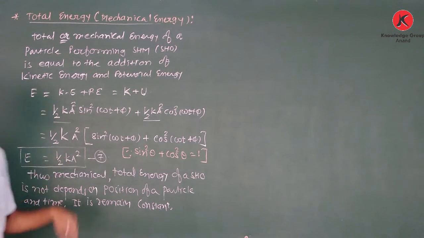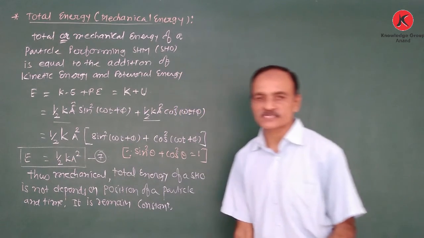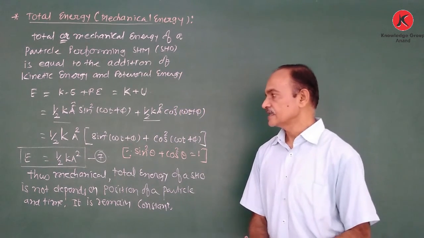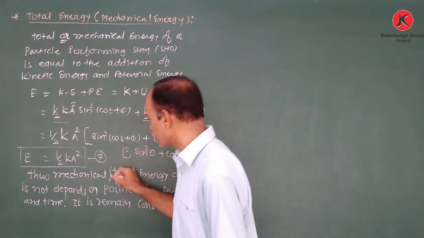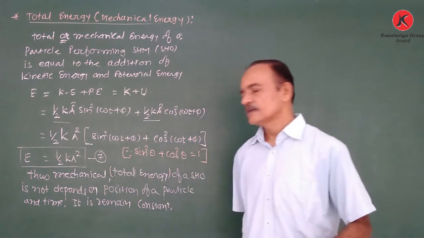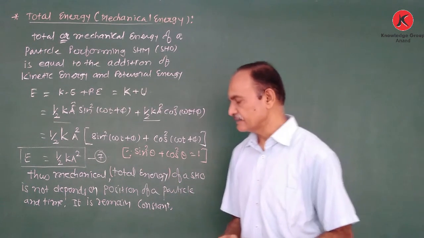Here only the amplitude is present and it is constant. Amplitude is also constant, it is the maximum displacement. Therefore, the mechanical or the total energy of a simple harmonic oscillator does not depend on the position of the particle and time. It remains constant.